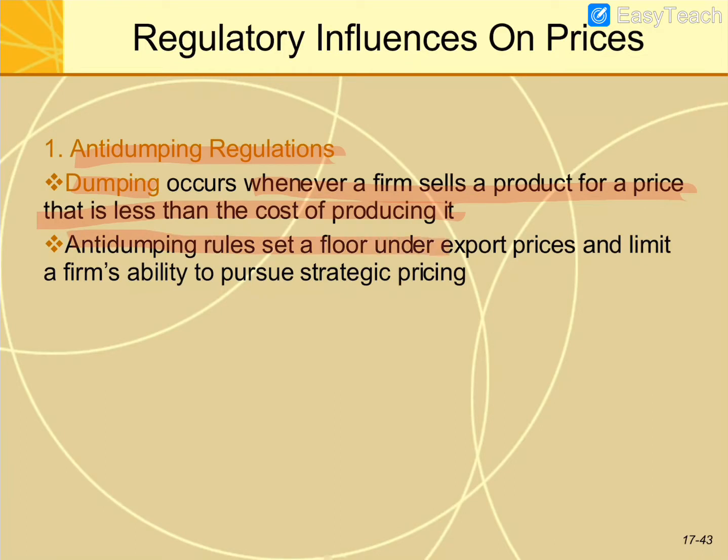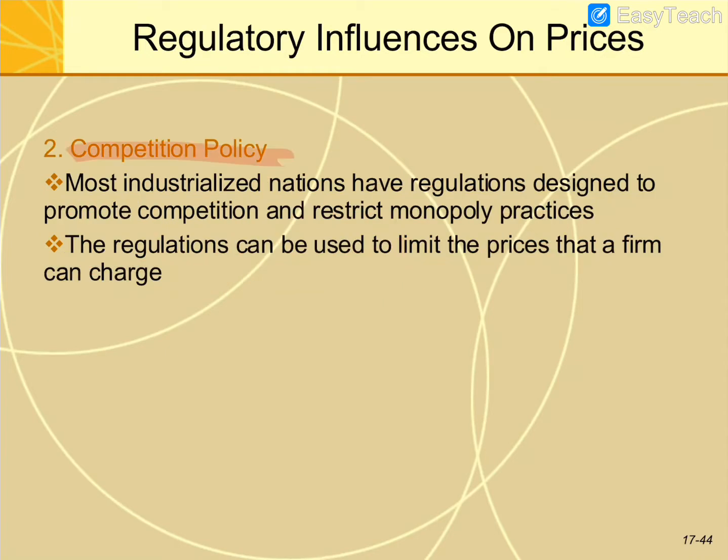So anti-dumping rules set a floor under export prices and limit the firm's ability to pursue strategic pricing. Then we have the competition policy. Most industrial nations have regulations designed to promote competition and restrict monopoly practice. So the regulation can be used to limit the price that the firm can charge.